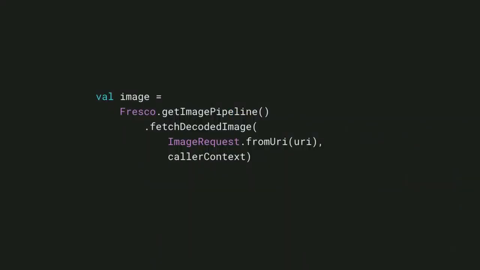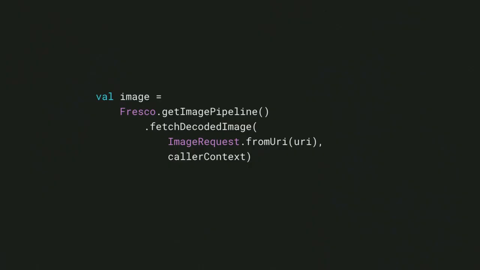All right, so how do you actually use this? So you just call Fresco get image pipeline, and then you fetch the decoded image. As I mentioned before, you send an image request to the library, here just for a given URL. And you can also optionally pass something called caller context. I'm going to come back to that later. For now, we can assume the second parameter is just null.